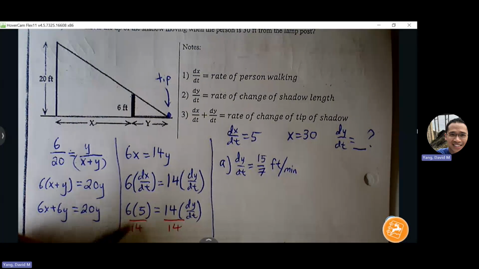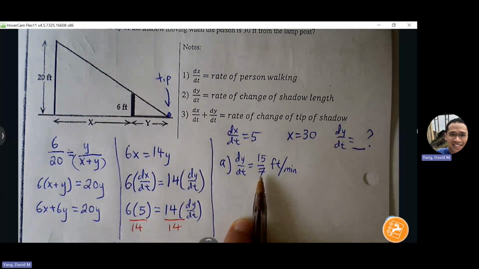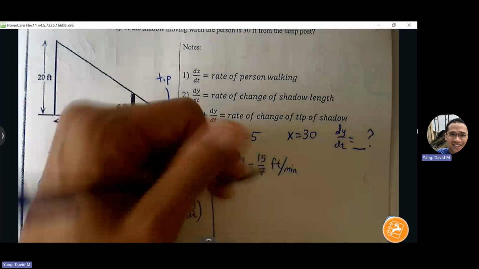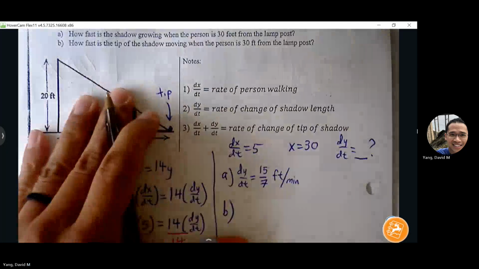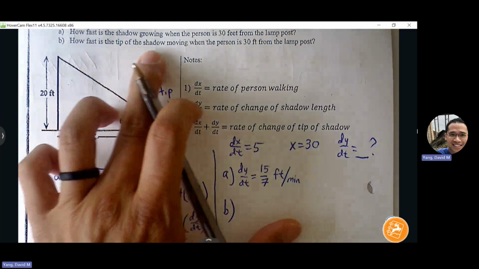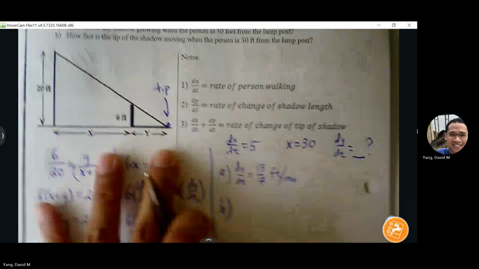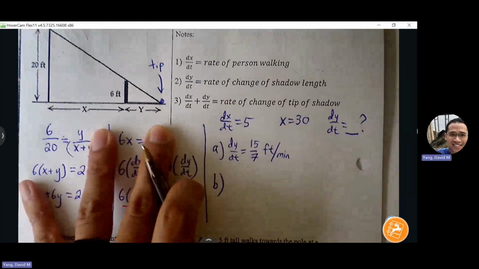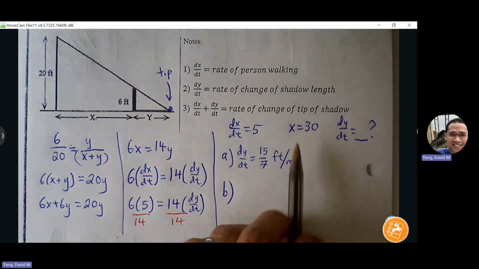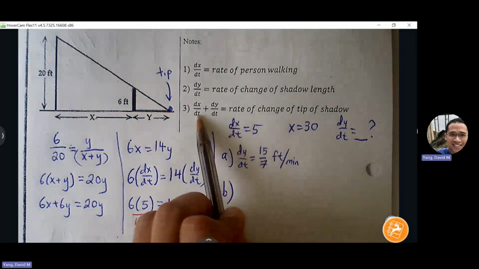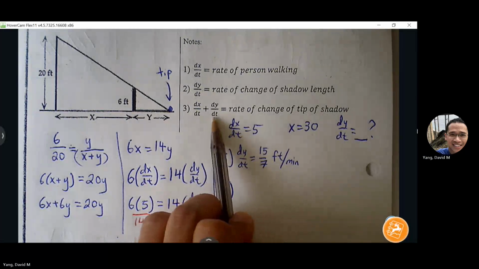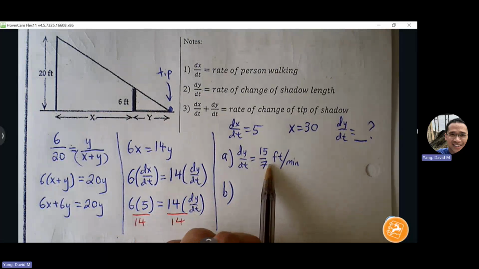30 over 14, I just reduced it to make it 15 over 7. Any questions there? So A and B, like two separate answers. Yeah, so for part B, how fast is the tip of the shadow moving? So what's the formula for the tip of the shadow? Do we have both to add together? Yes, 5 plus 15 over 7.